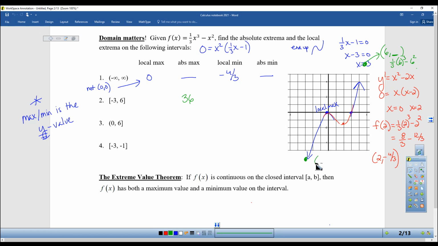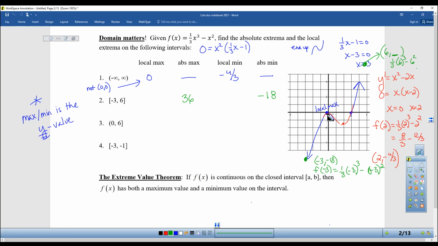And then for this point, -3 comma what? I'm going to put in f of -3, 1/3 times -3 cubed minus -3 squared. And what does that come out to be? -18. So that is going to be my absolute minimum.